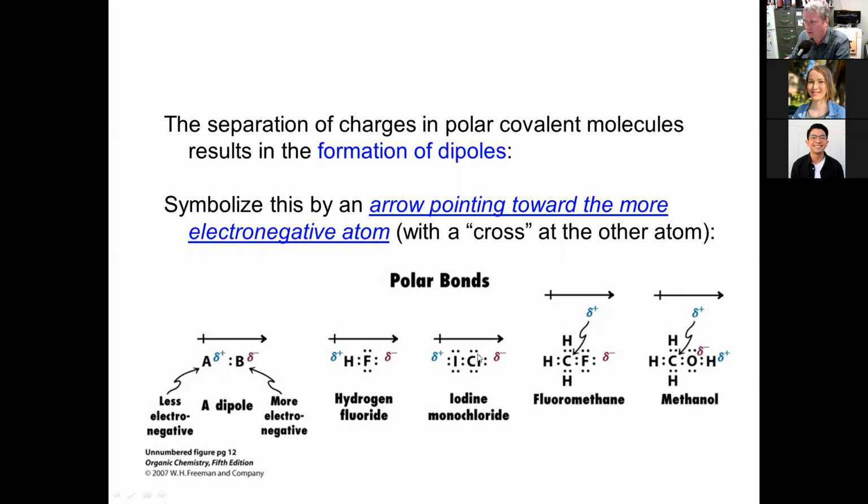Iodine monochloride. Chlorine is more electronegative. So we draw the arrow kind of in the direction of the chlorine, and we have the cross kind of in the positive direction. Fluoromethane.